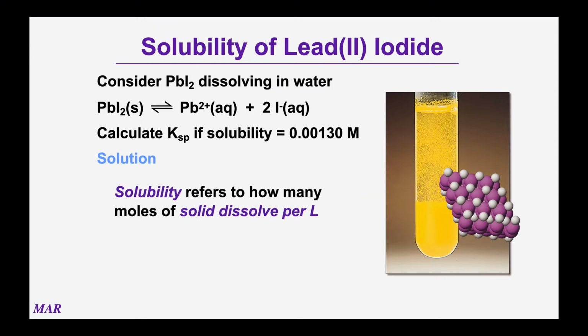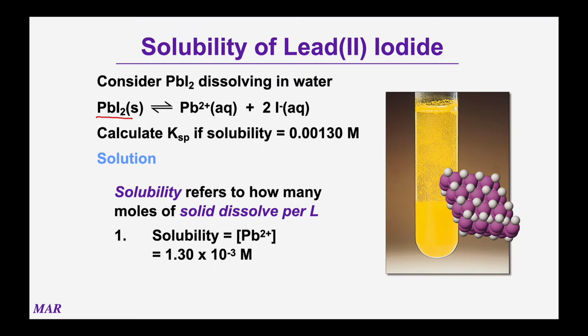Solubility, again, refers to how many moles of a solid dissolve per liter. When you go above that number, you'll see a solid form. If you're under that number, you won't see a solid form. They should all be able to dissolve in that amount of water. Solubility is literally the moles of PbI2 that can dissolve per liter of water.